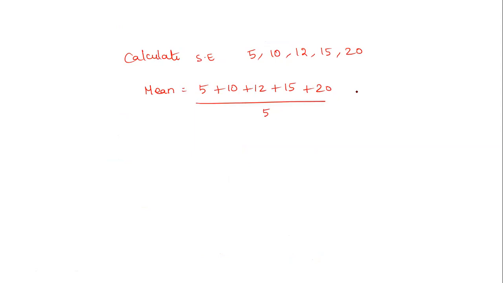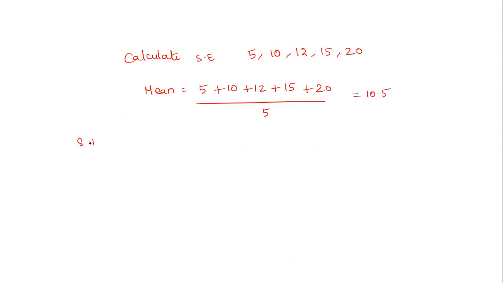Let us solve one more question to calculate the standard error. The samples are 5, 10, 12, 15, and 20. First let us calculate the mean. The mean of this data sample is 5 plus 10 plus 12 plus 15 plus 20 divided by 5. So the answer is 10.5.